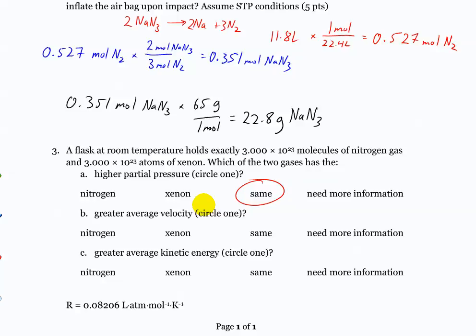All right. What about the greater average velocity? Nitrogen. It's the lighter gas. N2 is 28, xenon is 131. So it'll be moving faster at the same temperature. And what about the greater average kinetic energy? Same. They're at the same temperature, so they have the same average kinetic energy. One is heavier, so it's moving slower. One is lighter, so it's moving faster. But the temperature is proportional to the average kinetic energy. All right? Questions?